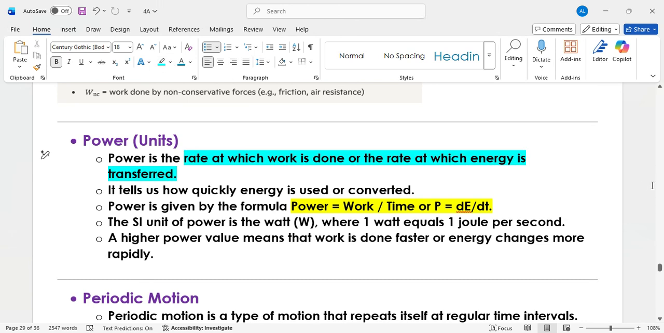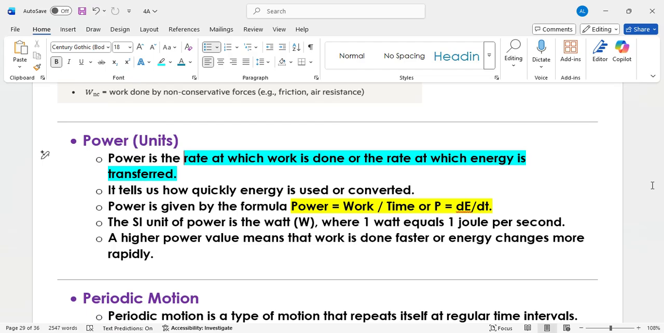So power is nothing but a rate, right? It tells us how quickly energy is used or converted, right? Power is given by the formula P equals W by t, or P equals dE by dt, all right?